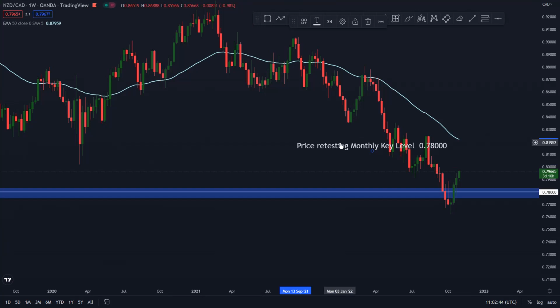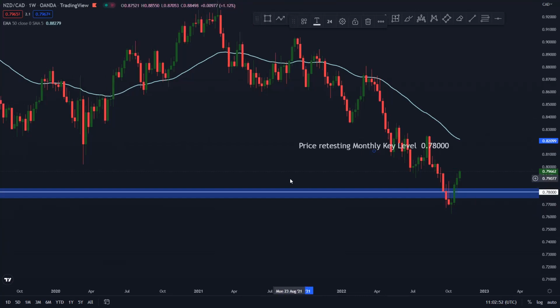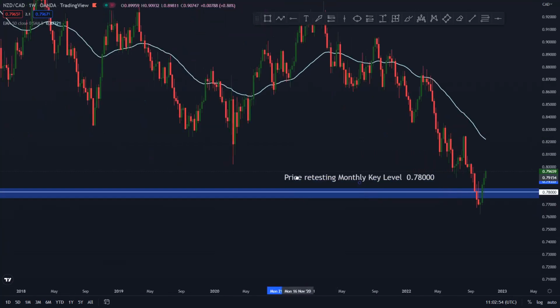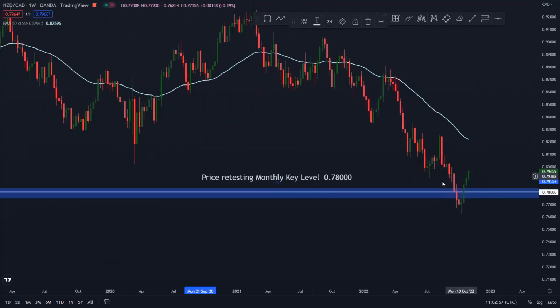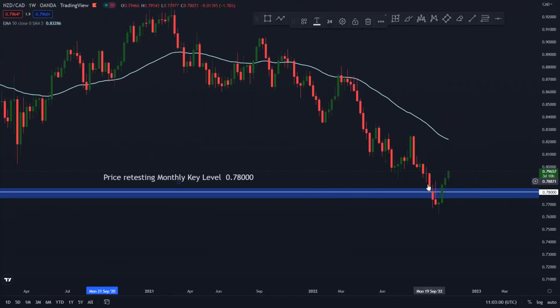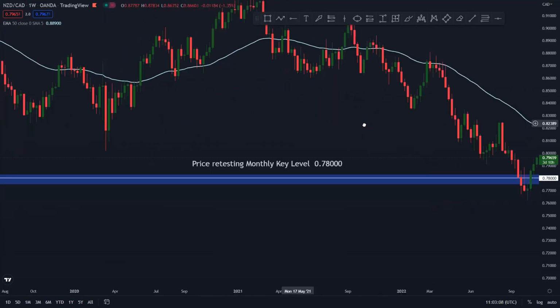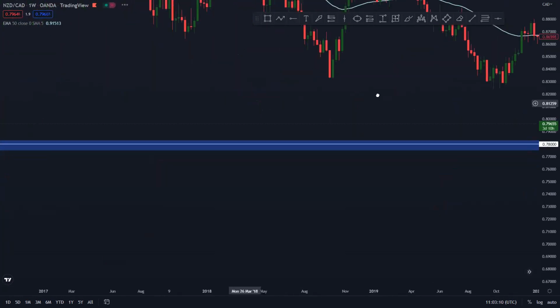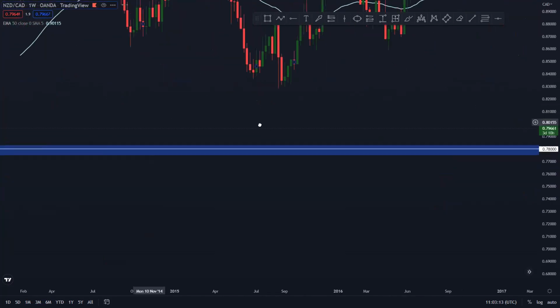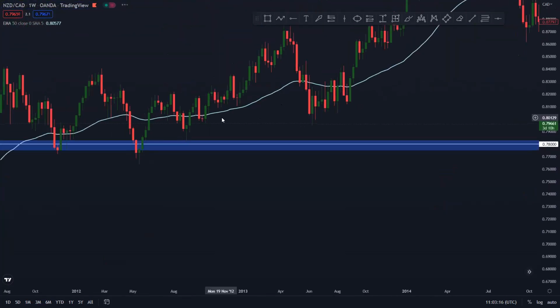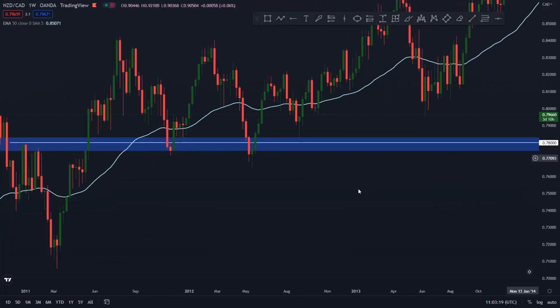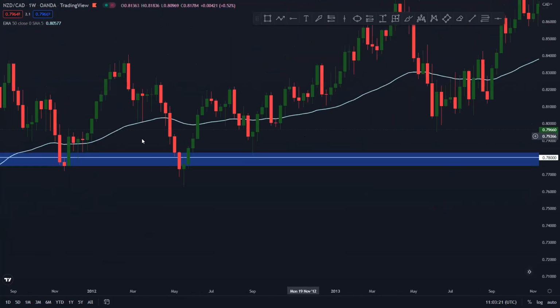Okay, now let me make this clearer. So clearly we're coming into a monthly key level, 0.78 thousand. What I then want to do is compare the kind of candlesticks printed at the level with those that formed the previous time price was at the level. So we're going to look at the previous time price came into this level on the weekly time frame. What did we get to notice?